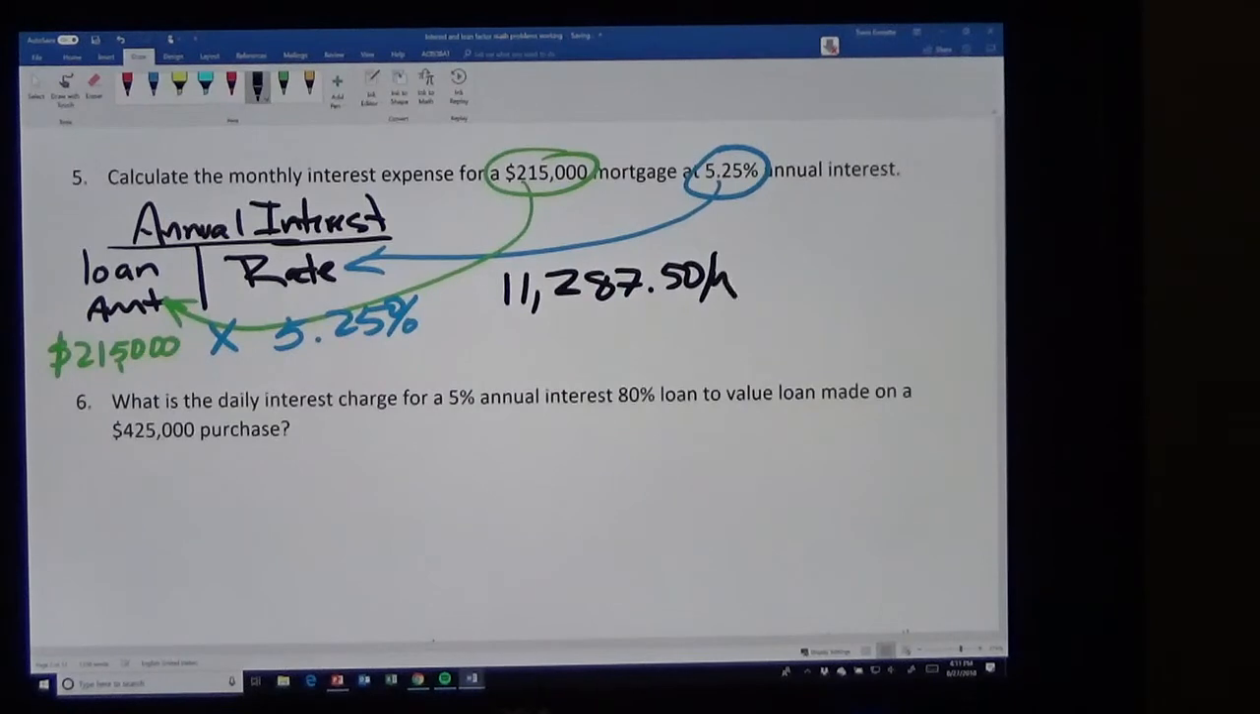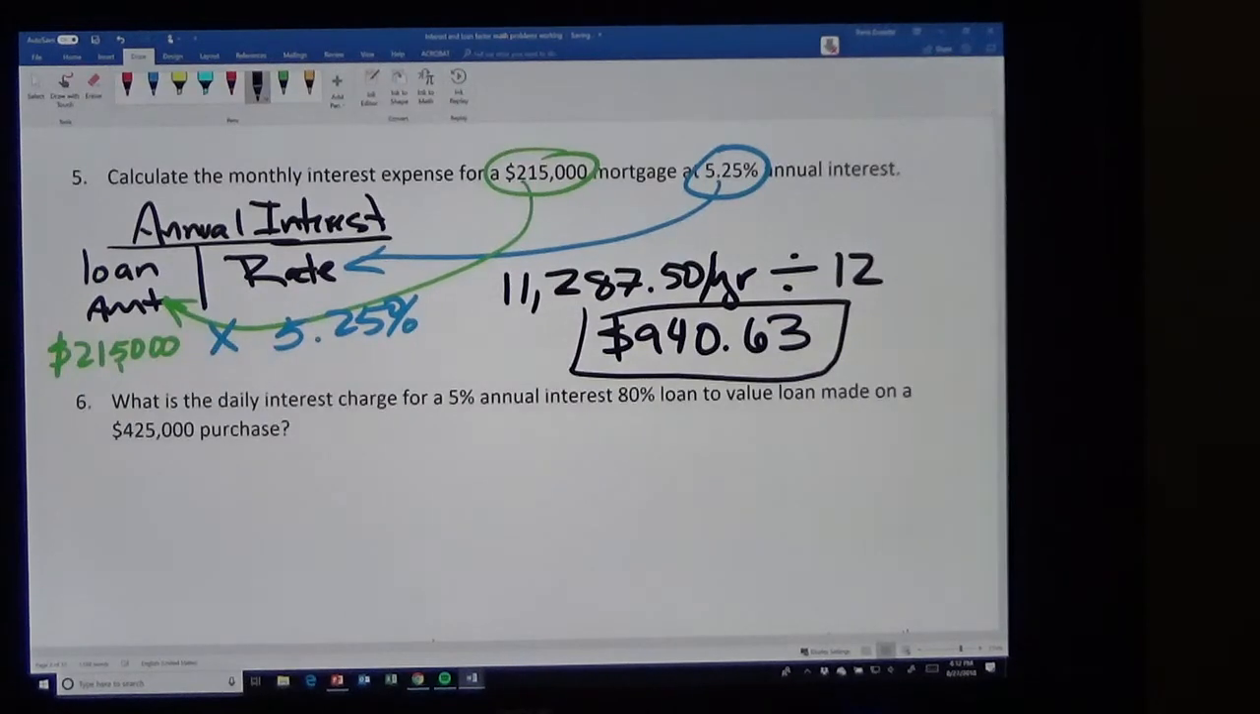That is annual interest, $11,287.50 per year. And we would divide that by 12 to get it down to monthly. And that would be $940.63, 62 cents, 63 cents. Either one is fine.